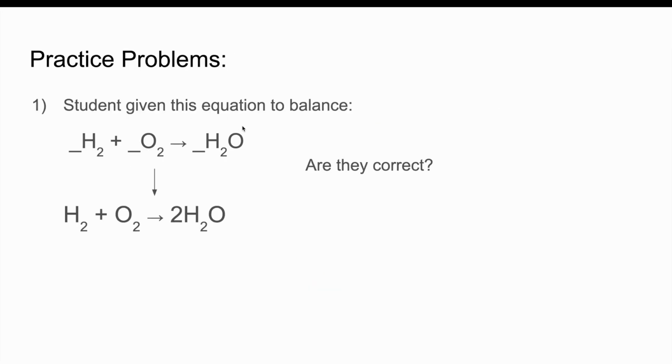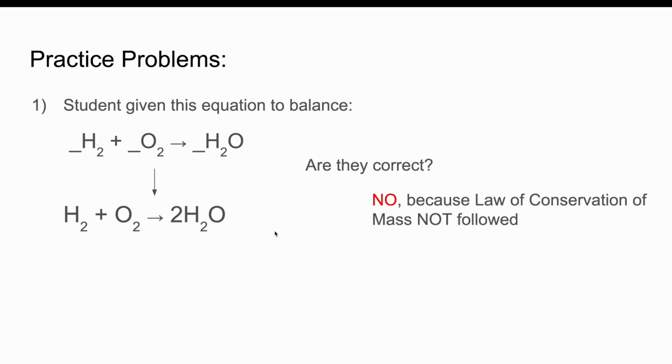Okay, so practice problem. A student was given this equation right here to balance, and this is what they answered with. Are they correct? I'm going to let you guys pause the video, give you a couple seconds, think about it on your own. 3, 2, 1. No, they are not, because the law of conservation of mass was not followed.